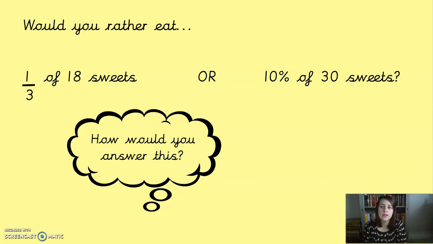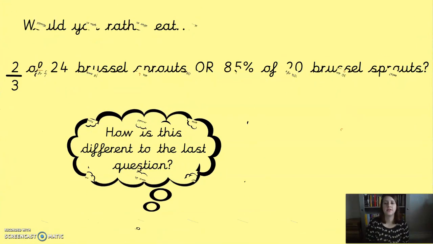So you do 1/3 of 18. So I do 18 divided by 3, which gives me 6, times that by 1. So if I ate 1/3 of 18 sweets, I'd get 6 sweets. If I ate 10% of 30 sweets, so I'm going to find 10% of 30, which I divide 30 by 10, which gives me 3, I'd only get 3 sweets. So which would I rather? I'd rather have 1/3 of 18, because then I get more sweets. Okay, so hopefully that makes a bit of sense.